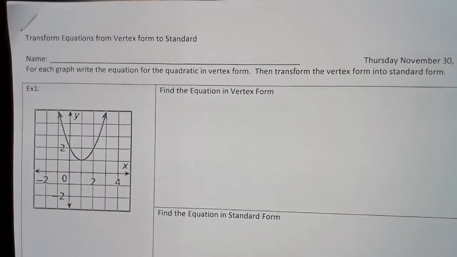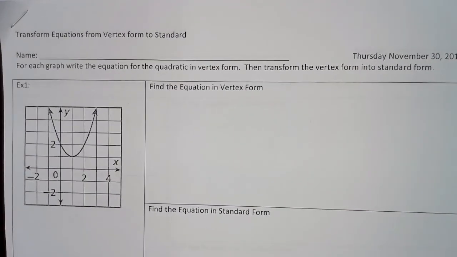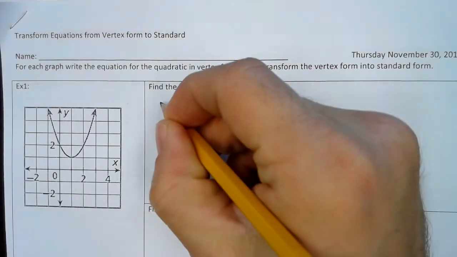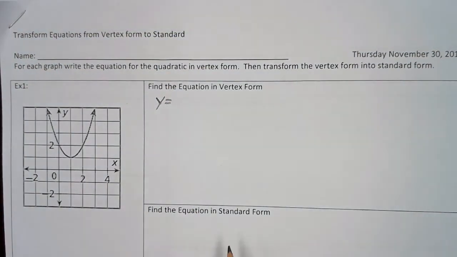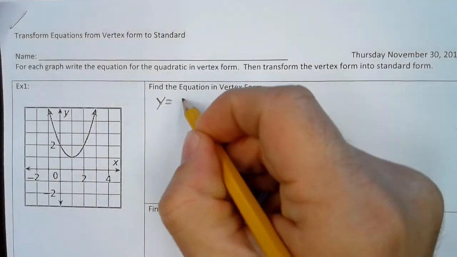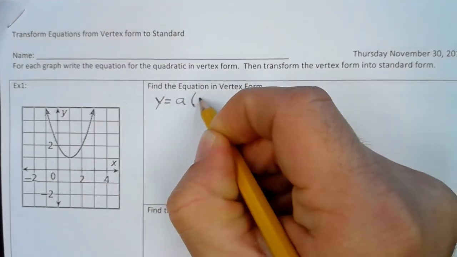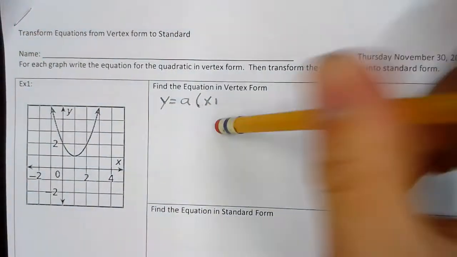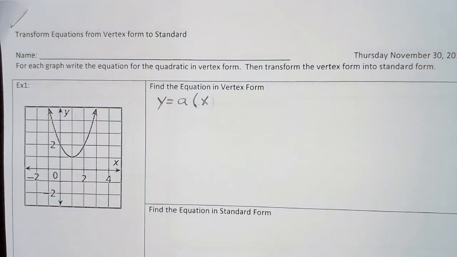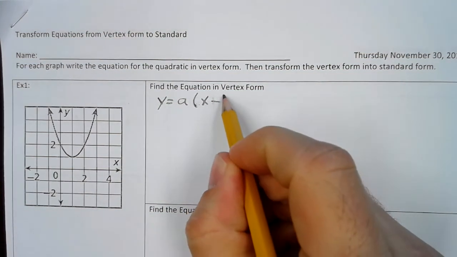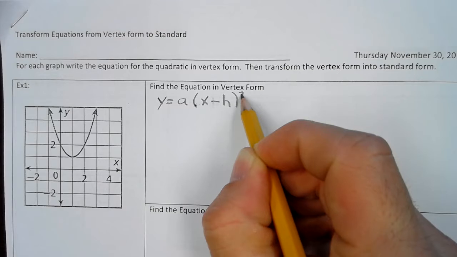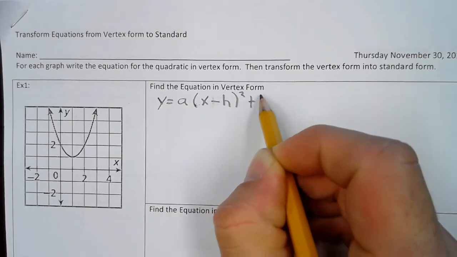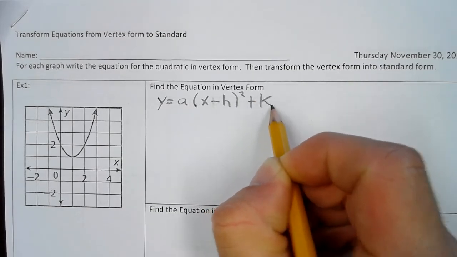All right, so first off, we're going to write the equation in vertex form. So that's y equals, all right, so we know the vertex form is a(x minus, not plus, minus h) squared plus k.